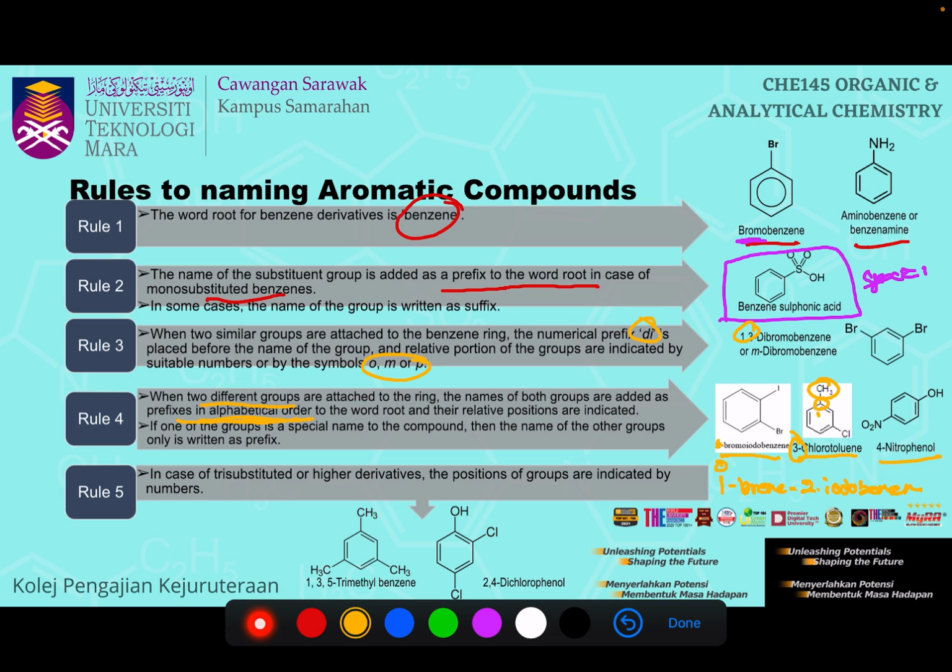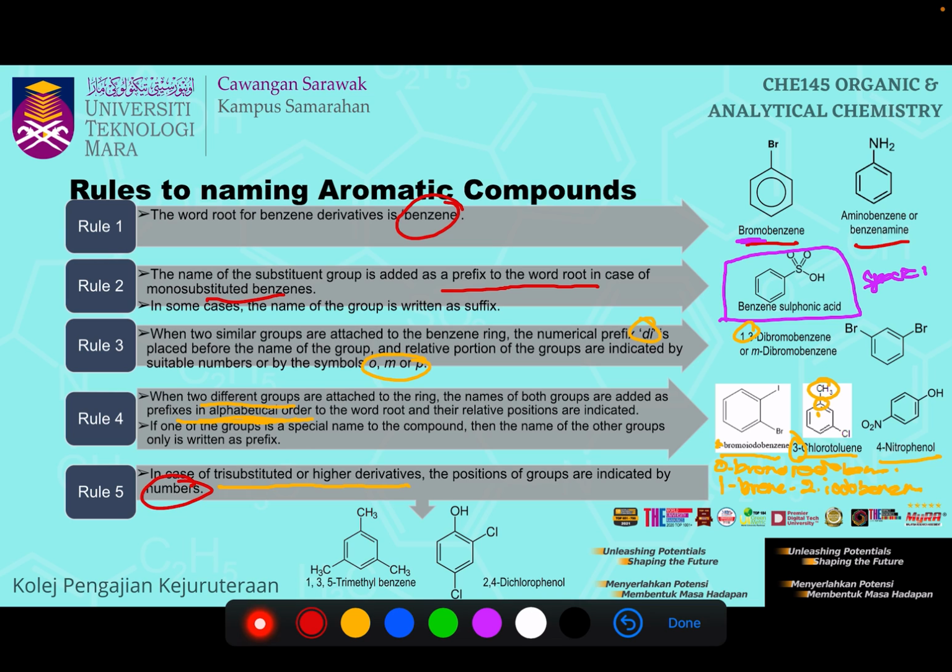There are different groups. Or if you want to use ortho, you can also use ortho-bromoiodobenzene. That is also an acceptable answer. Now rule number 5 is talking about tri-substituted or higher derivatives. The positions of the groups are indicated by numbers. So for more than 2, you must indicate them with numbers.